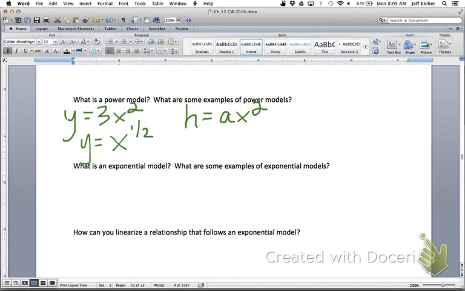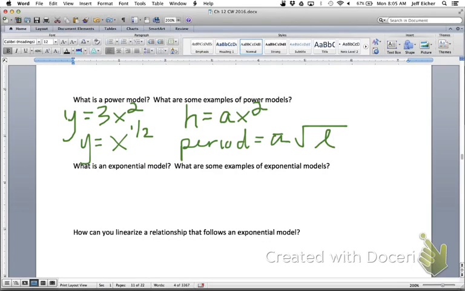Pendulum: the time it takes a pendulum to complete one back and forth swing, called its period, is related to the length of the pendulum. So the period of the pendulum, the back and forth swing, equals some constant a times the square root of the length of the pendulum. That's a cursive L. That would be a power model. The square root is a 1/2 exponent.